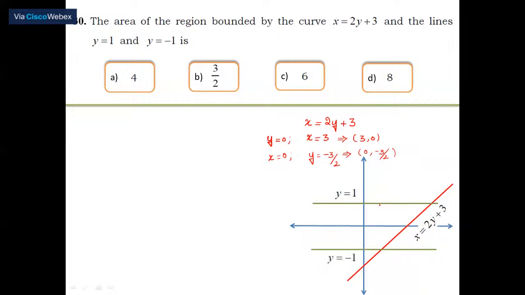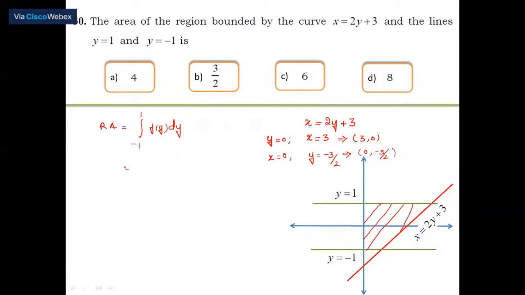Fine. So here the required area is bounded by the line y is equal to 1, y is equal to minus 1, and x is equal to 2y plus 3. So instead of considering the vertical strip, better since we have y-axis in our region, consider the horizontal strip in this case. And whenever it is the horizontal strip, it is integration of f of y into dy. So our required area is integration of f of y into dy, where here y varies from minus 1 to 1.